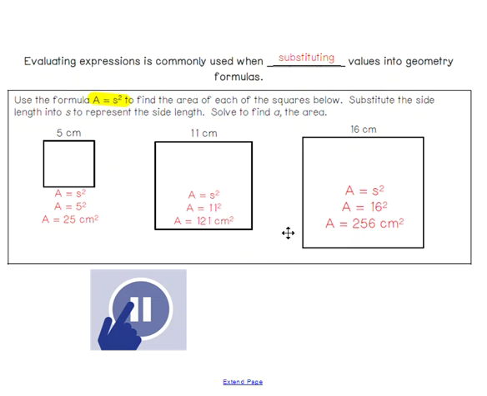All right, check your work right here. The area of this first one would be 11 times 11, which is 121. And it's the area of this square, so 121 square centimeters. And this one over here is 16 centimeters by 16 centimeters, so we can think of that as 16 squared. And that would be 256 square centimeters.